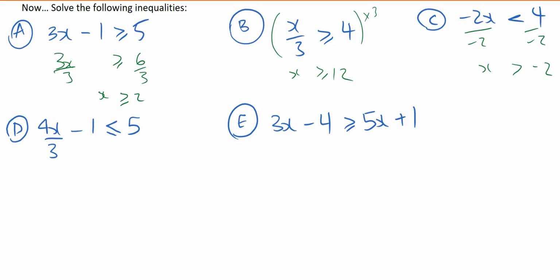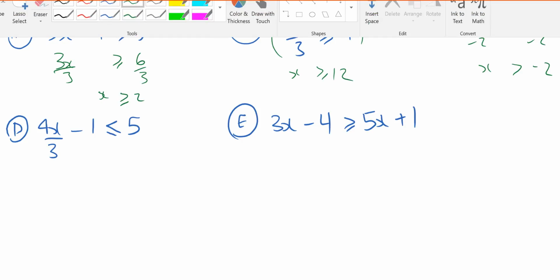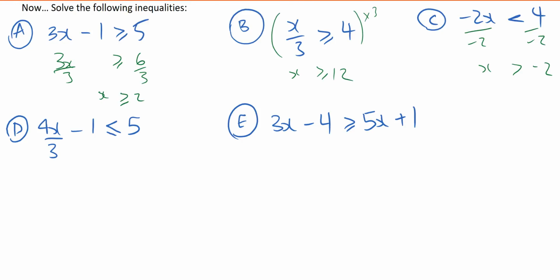And so this is the little trick with inequalities, which is not something that I like to teach because it's a trick. If you are dividing by the negative 2, what you have to do is flip your inequality. That's the trick.